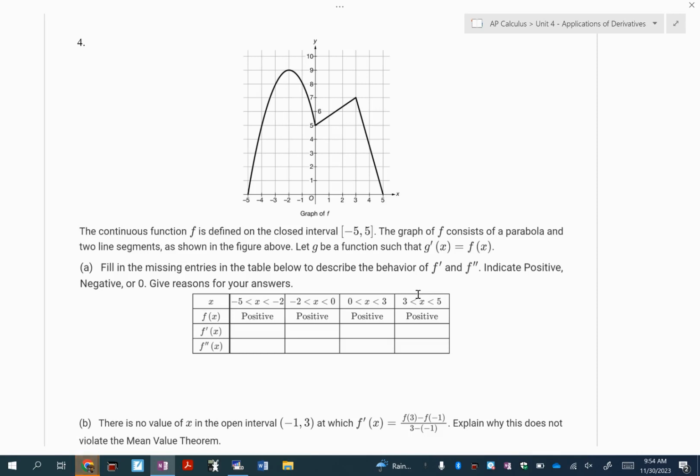Okay. We're going to go over number 4. This has 4 parts. Everyone had a chance to read it. The first part is asking you to fill in the table.